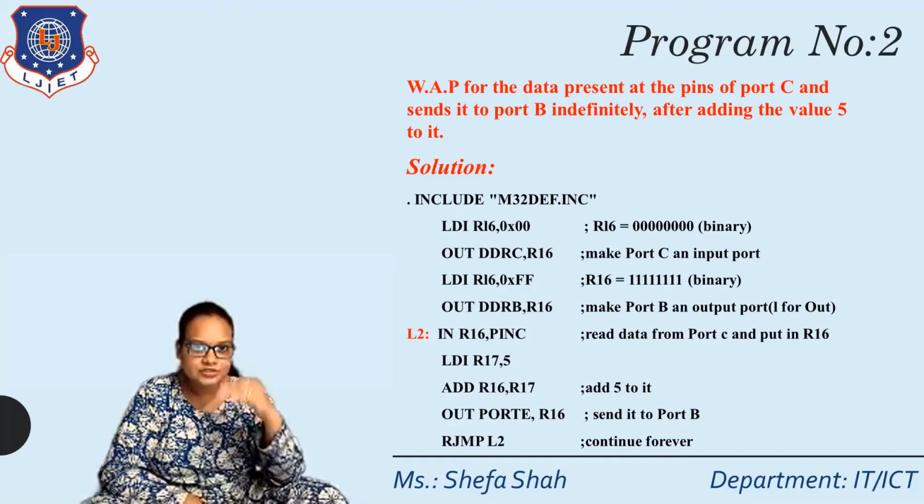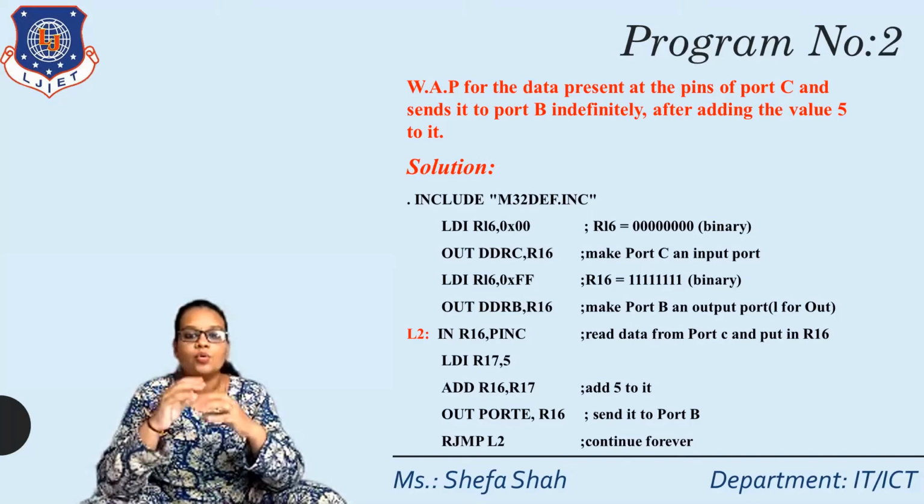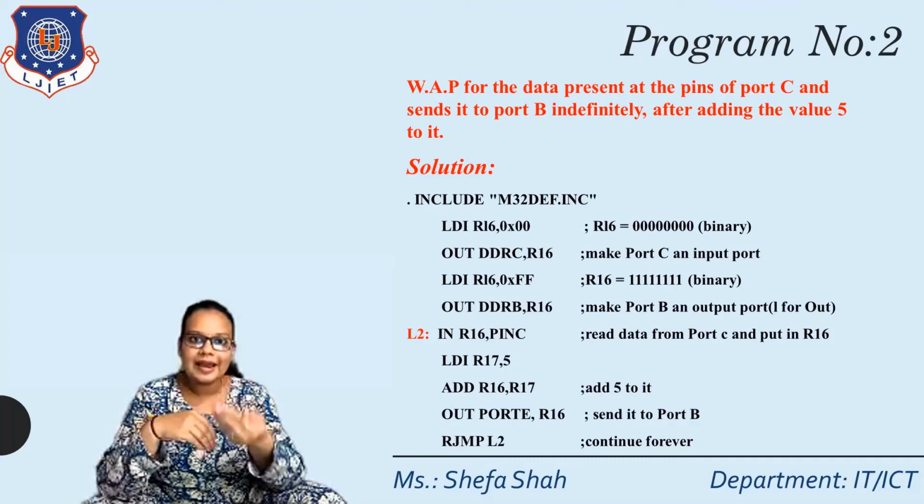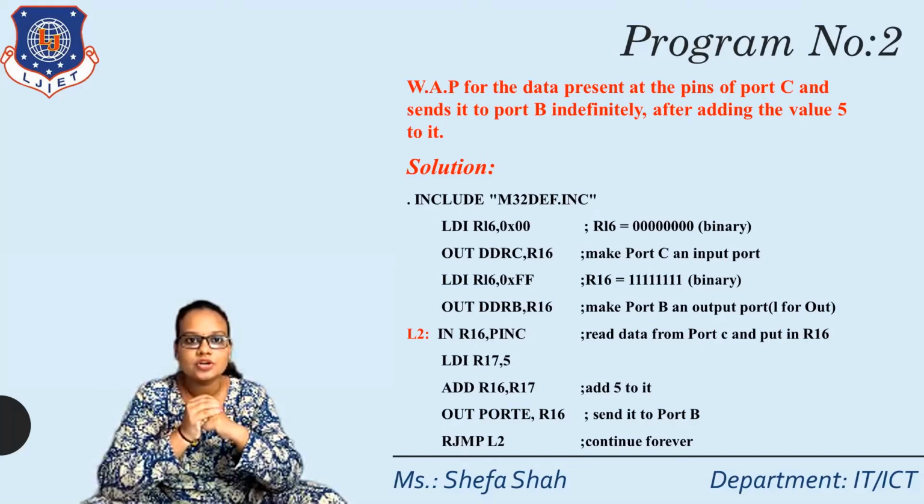So in the first 4 instructions, we have declared port C as an input port and port B as an output port, right? Now we need to take data from port C, add 5 to this data, and then give the output on port B.